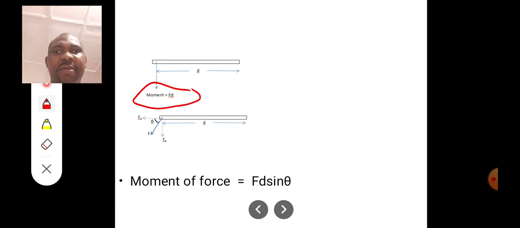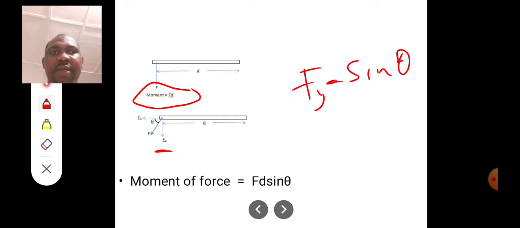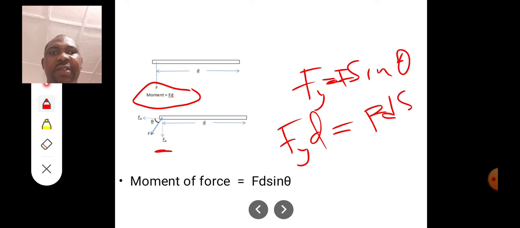In the second diagram, the force is acting at an angle theta. But since we are looking for the perpendicular force, the vertical component of the force here is Fy, and Fy is F sine theta. So that means the moment now is going to be Fy times d, because that's what is perpendicular. So that will now give us Fd sine theta. So please note that in the two cases.